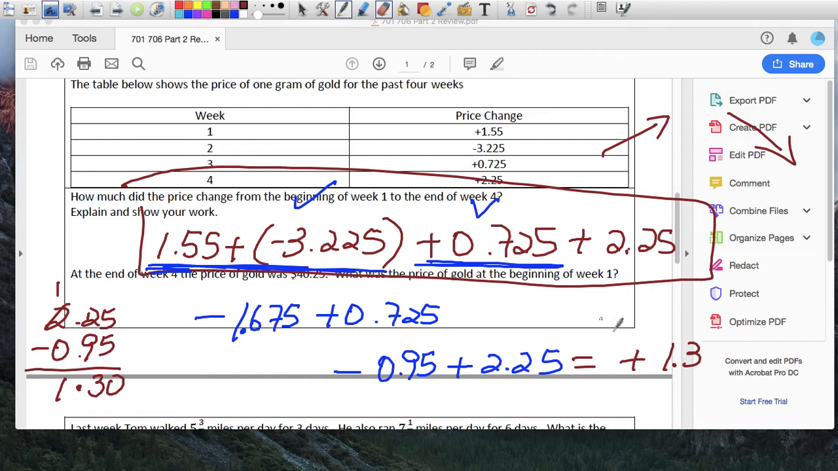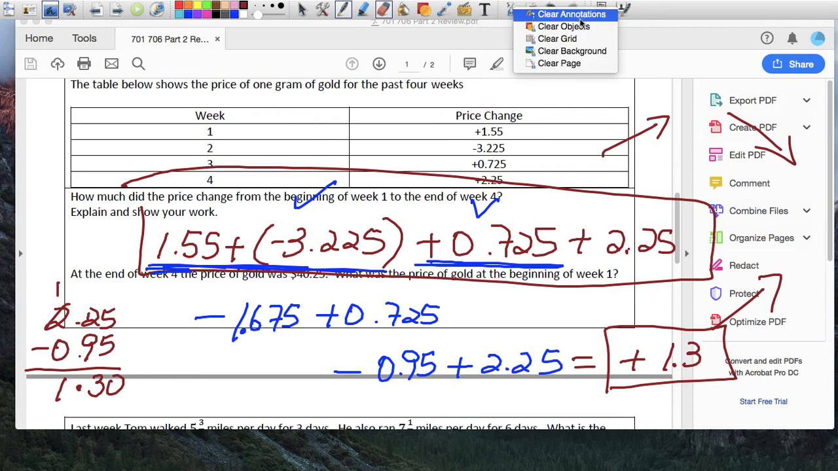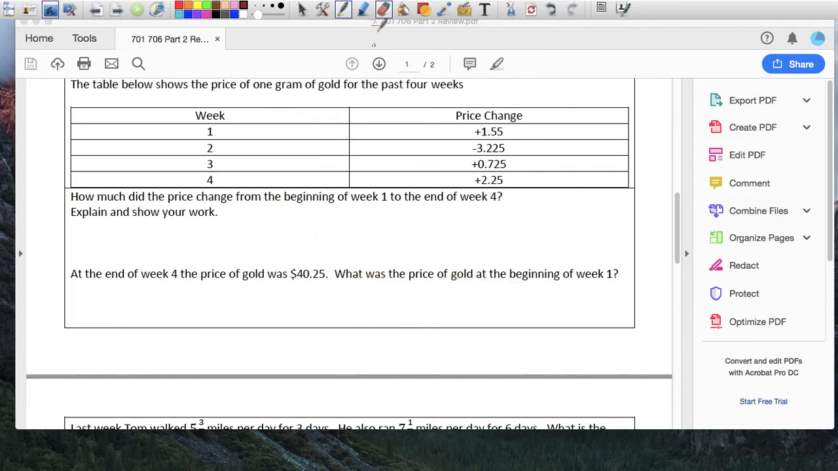So at the end of 4 weeks, the price of gold, because it ended positive, it went up. Okay, so you need to write all that down. You need to do your calculations and figure out that after 4 weeks, the price of gold went up by $1.30. Keep that number in mind. So let me write this down.